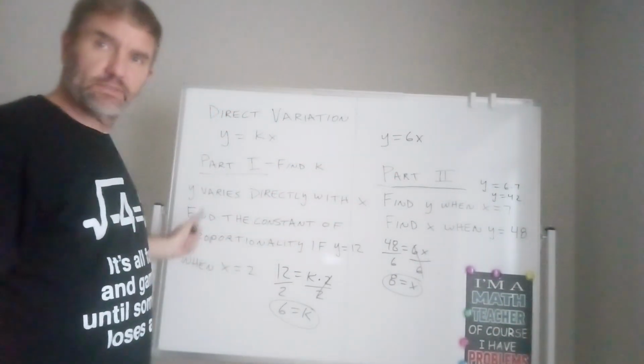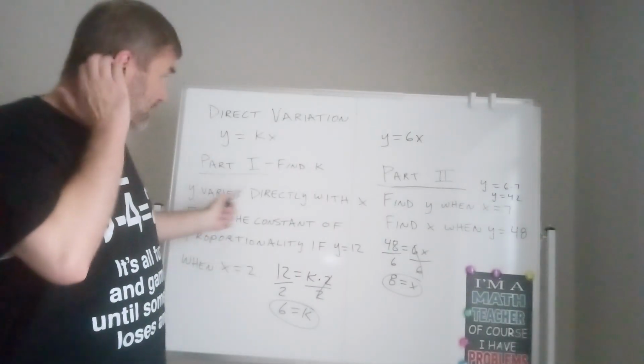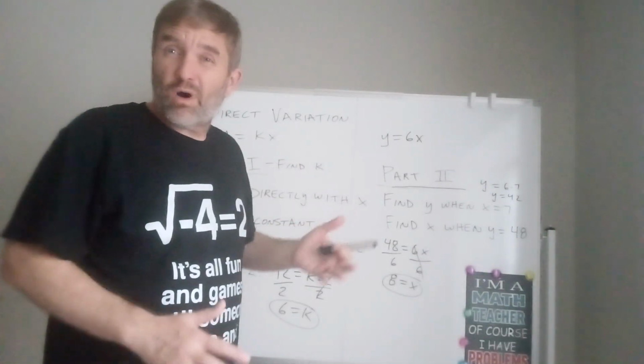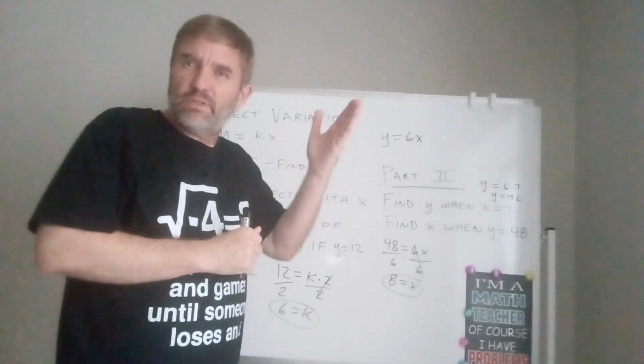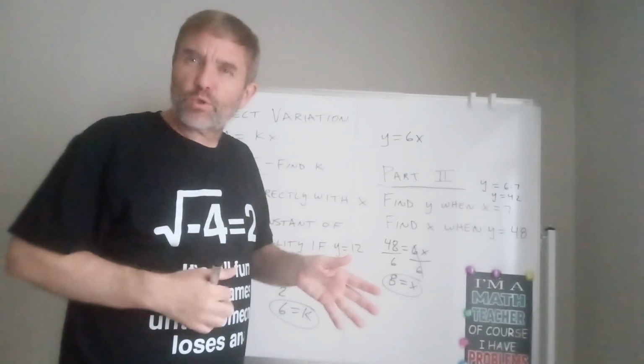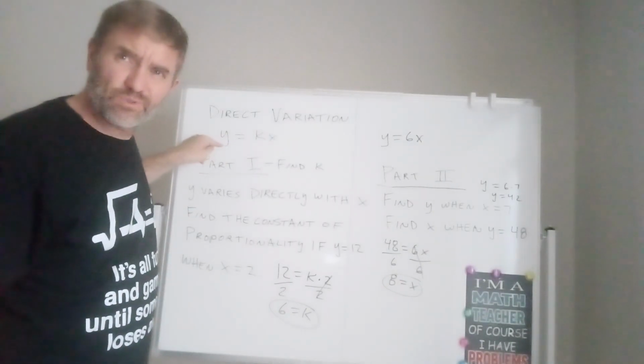So this is the concept. This is how you recognize you're doing direct variation. Because you'll see y varies directly with, or it'll say y is directly proportional to x. That is another way that they will say it. So if you see varies directly or directly proportional to, you're using this equation. This is your base equation, y equals kx.